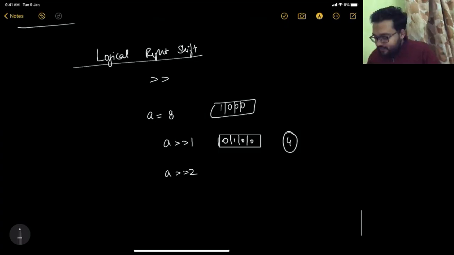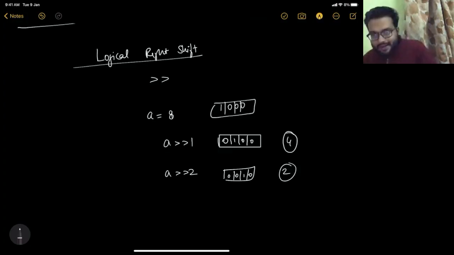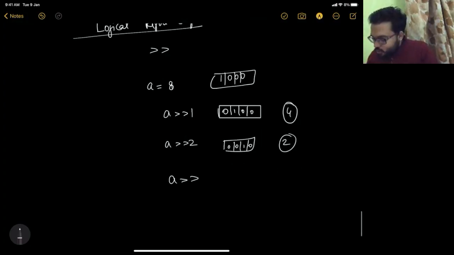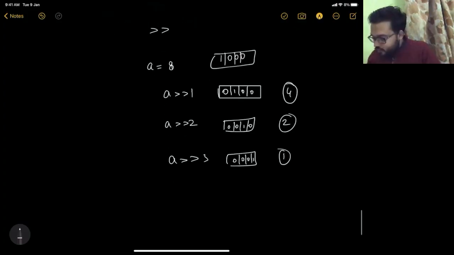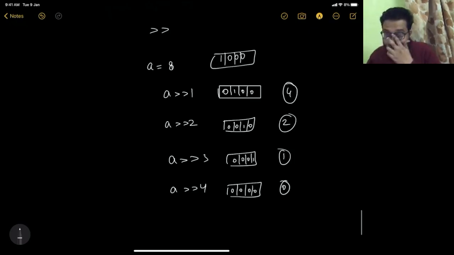Then if you do it thrice, then what does your number become, guys? It becomes a 1. If you do it 4 times, your number now becomes a 0 and it remains a 0 forever from there on. Is that correct, guys? Does everybody in the class appreciate what a right shift will do? So I hope you will appreciate. Till the time you have the least significant bit as 1, your numbers will keep on getting halved.